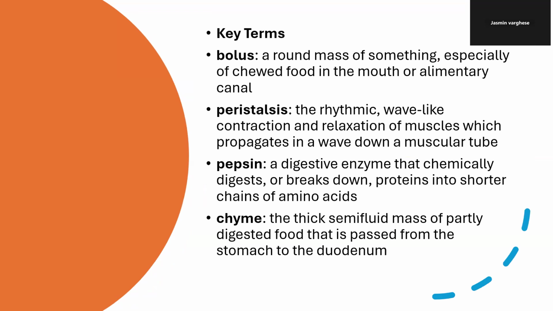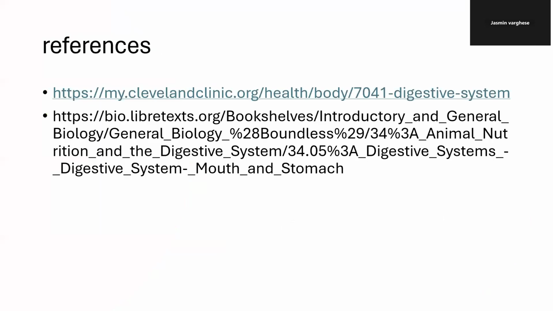canal. Peristalsis, the rhythmic wave-like contraction and relaxation of muscle, which propagates in a wave down a muscular tube. Pepsin, the digestive enzyme that chemically digests or breaks down proteins into shorter chains of amino acids. Chyme, the thick semi-fluid mass of partially digested food that is passed from the stomach to the duodenum.